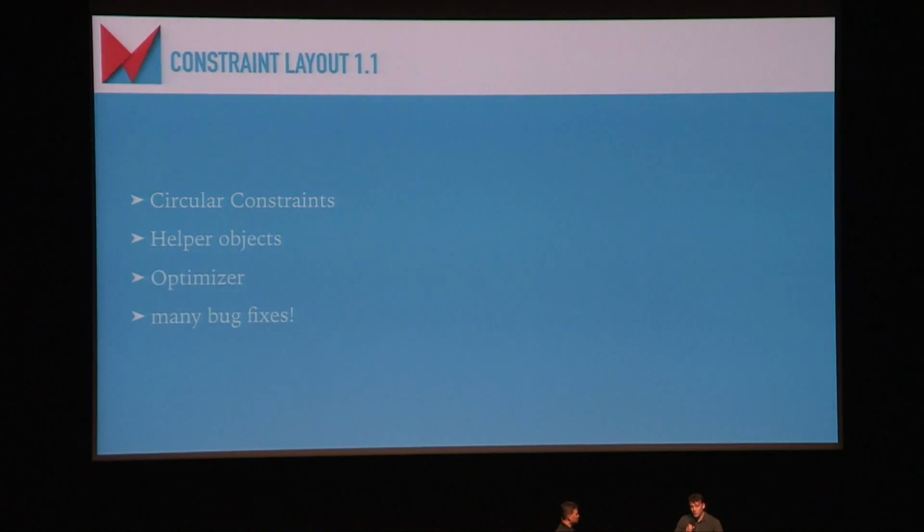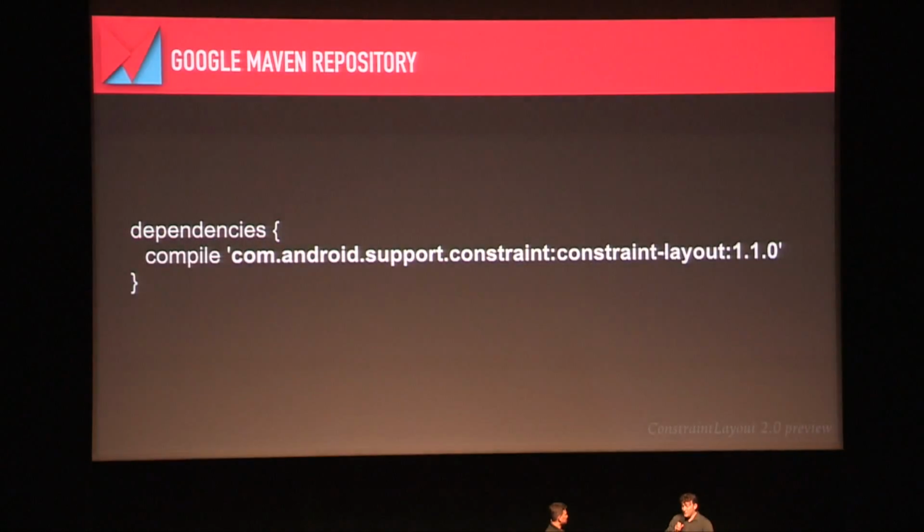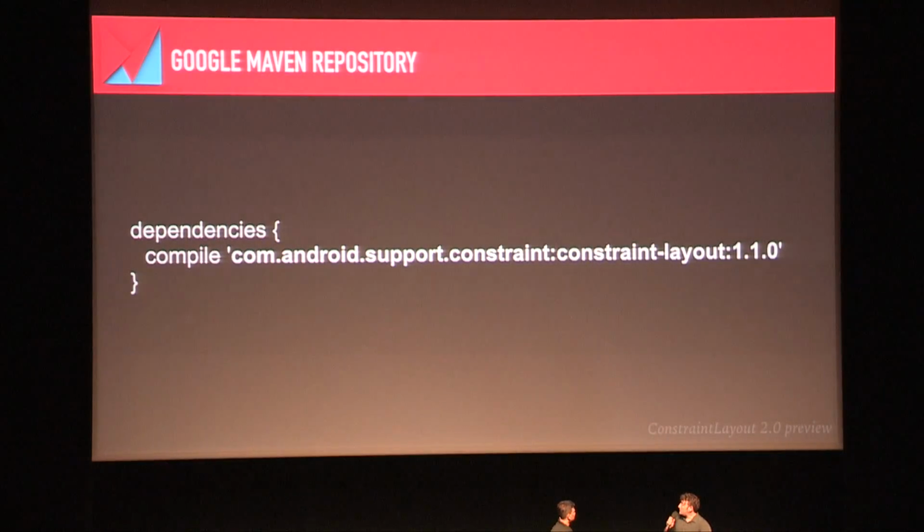But essentially in 1.1, we added a couple of new constraint types, like the circular constraint, a couple more helper objects, a new optimizer, and lots of bug fixes. You can grab it by adding this dependency in your Gradle file. It's very easy. If you're using 1.0.2, just replace the last two numbers and you should be good to go.